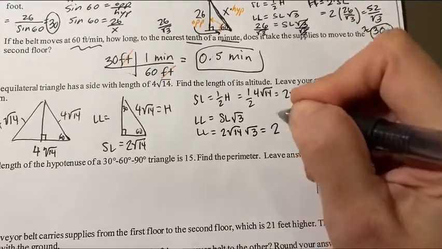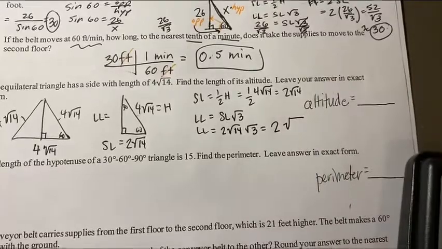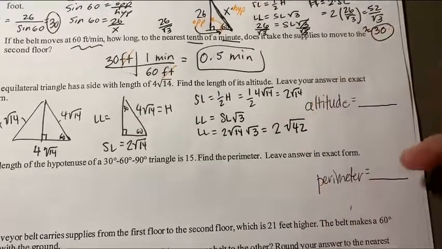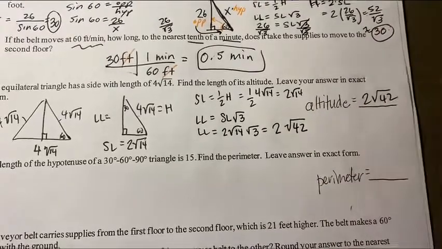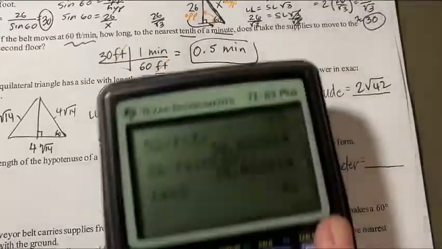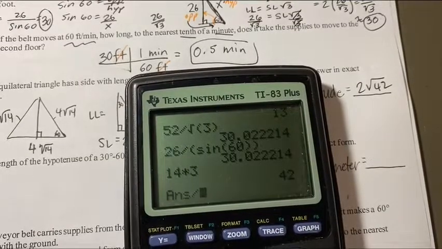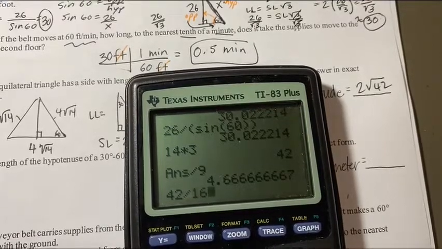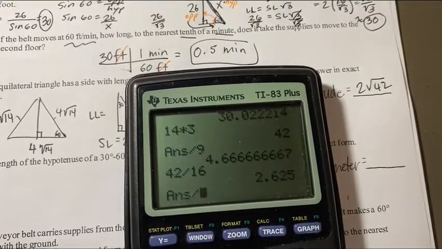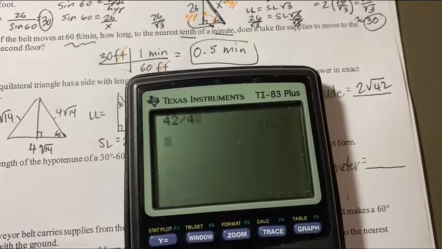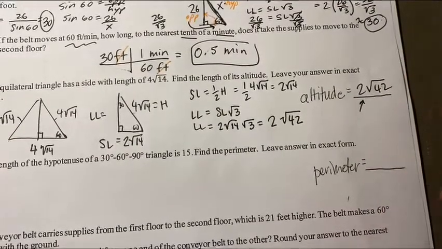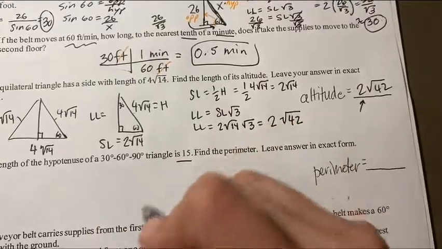So we're almost done here. We have to multiply 14 times 3, 42. So 2 times the square root of 42. Now let's see, is there a perfect square in there? You can try, we could divide it by 9, no. You can divide it by 16, no. You can divide it by 4, 42 divided by 4, no. So that's actually in simplest form. Good to go.